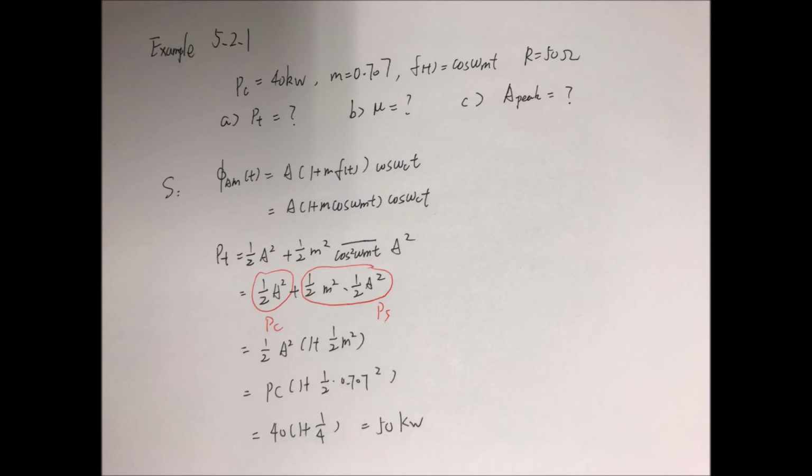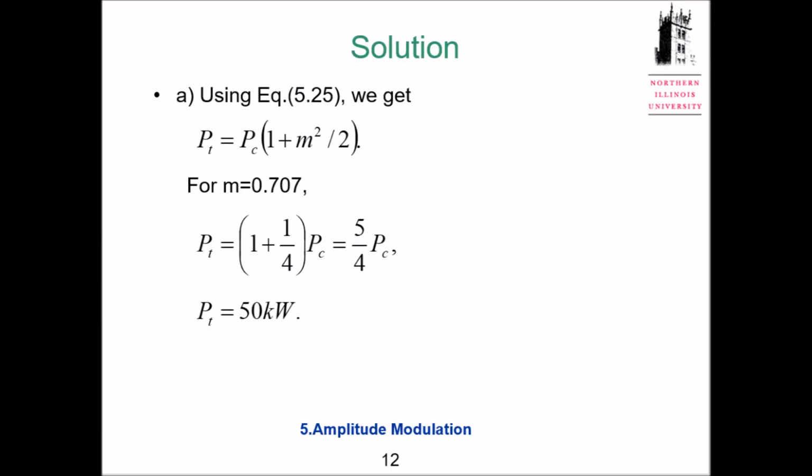PC is given, right? PC is 40 kilowatt. So I have 40 times 1 plus 0.25. My total power is 50 kilowatt. So in your textbook, they have PT is PC plus PC m squared over 2. So PT is 50 kilowatt, all those steps. So my total power is 50 kilowatt.